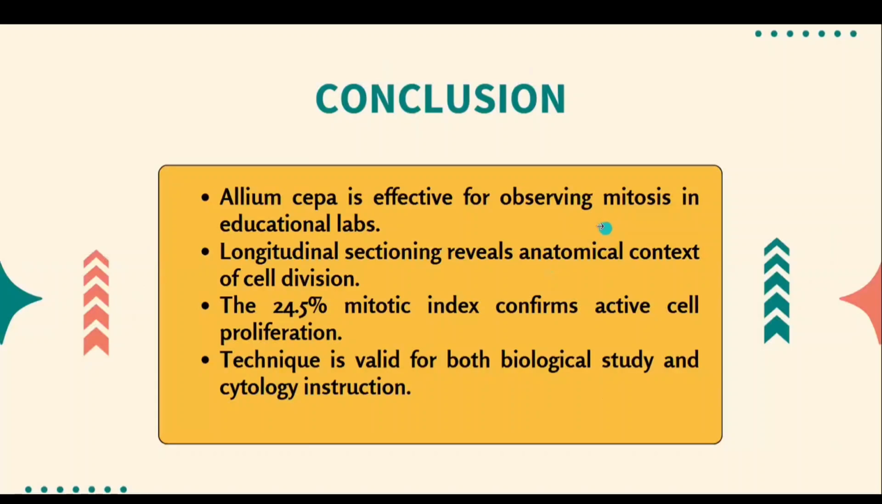The last part is the conclusion. In conclusion, Allium cepa root is a great model for mitosis observation. The staining and squash method was effective in revealing cell division stages. Longitudinal sections add value by preserving tissue orientation. This laboratory activity supports both biological research and educational learning.